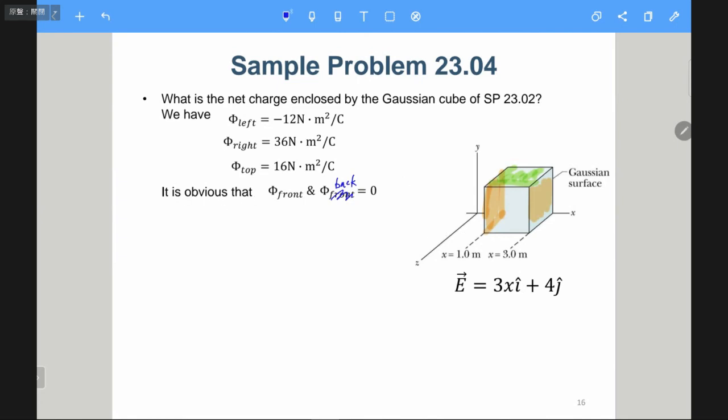Because for front and back, say front, dA will be k hat times dA. So we have k hat here, and then we dot it with 3x i hat plus 4 j hat. So k hat dot i hat will be 0. k hat dot j hat will also be 0. So it is obvious that phi front will be 0, and also phi back. For phi back, dA is negative k hat dA. So similarly, phi back will also be 0. So the remaining one is phi bottom.